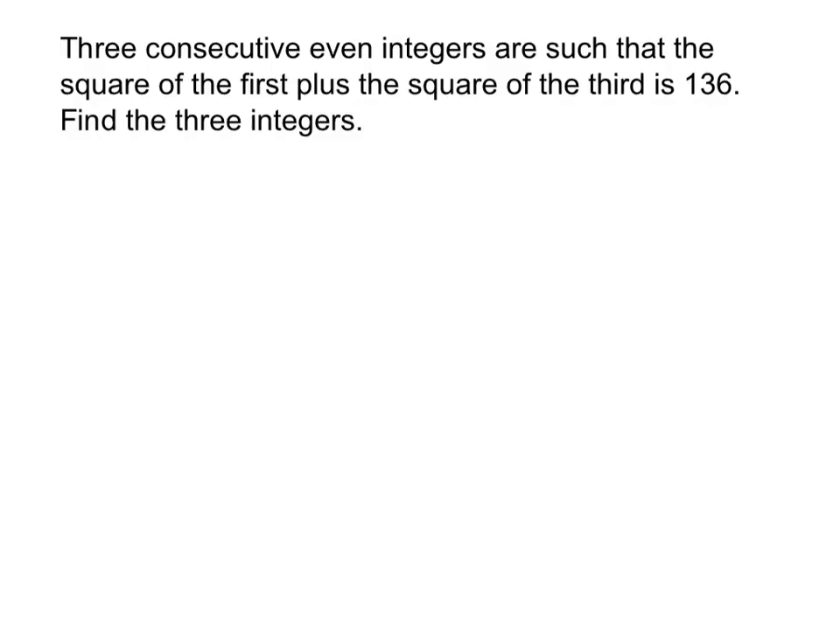In this example, we're going to see how polynomial equations are applied. Three consecutive even integers are such that the square of the first plus the square of the third is 136. Find the three integers. First, let's figure out how we can label the three consecutive even integers.